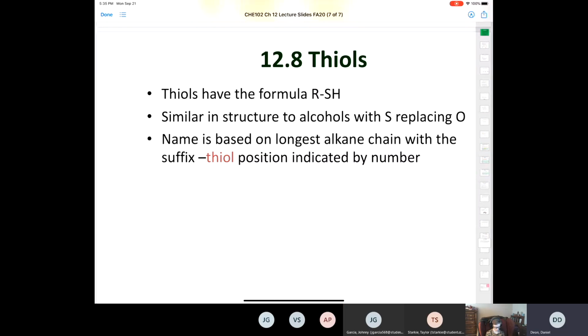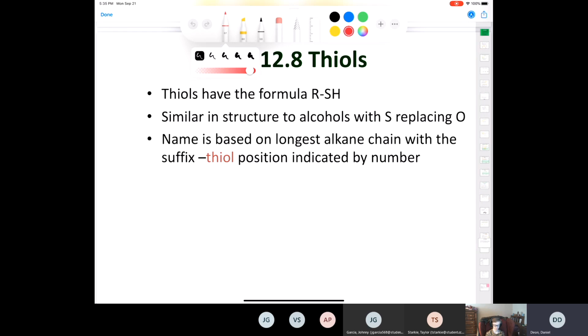Okay, so where we left off again was at the section on thiols, and this is a really brief section. And as I told you last lecture, I think that by now you all know that when you have an R and a hydroxyl, that's called an alcohol. So when you take an R group and you put an SH on the end of it, that's called a thiol. It's similar in structure to alcohols, except you just replace the oxygen with a sulfur.